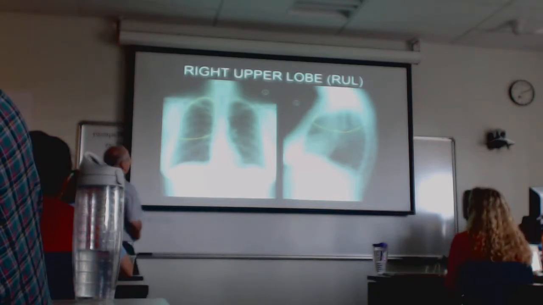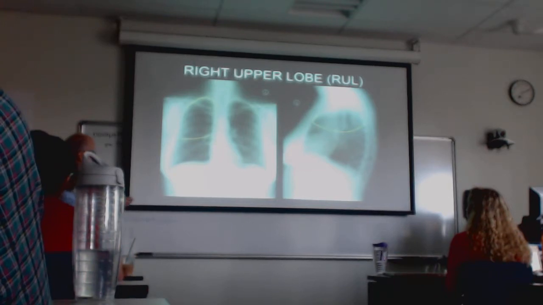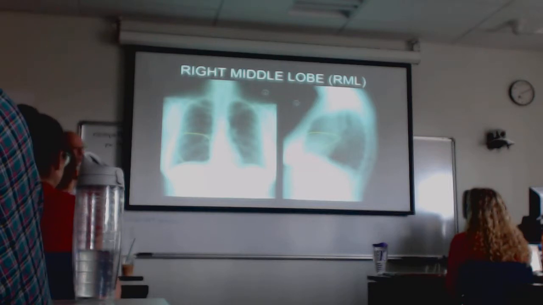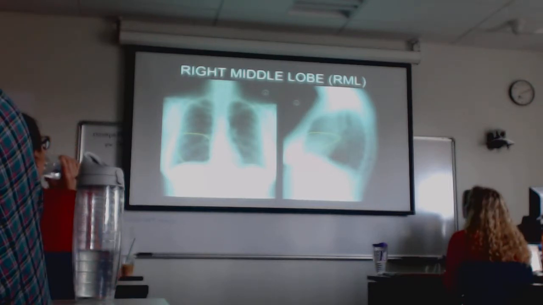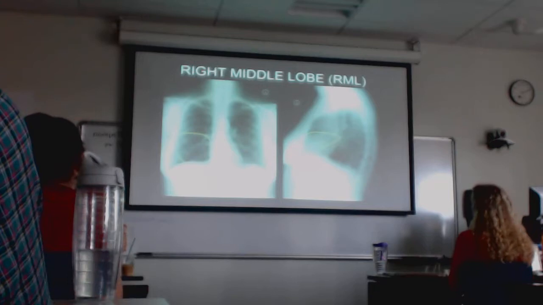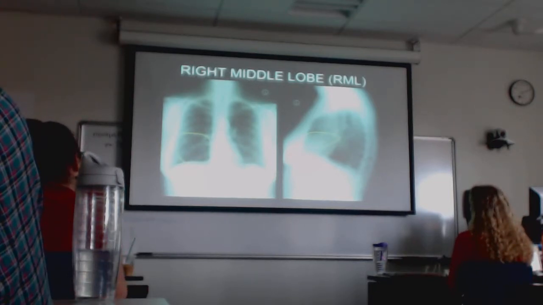So the right upper lobe occupies the upper half of the right chest, and it also occupies most of the anterior part of the upper chest and the posterior part of the upper chest. There's a second lobe in the right lung called the right middle lobe. Now this one is a little unique because notice how the right middle lobe goes all the way down to the diaphragm. Also notice how on the lateral view, the right middle lobe is very anterior.